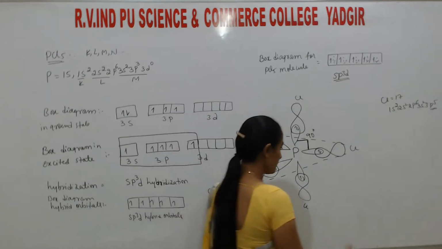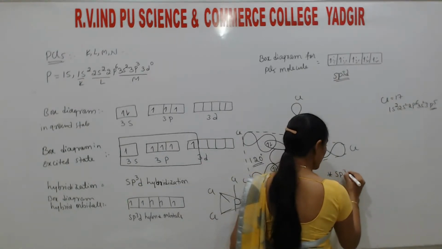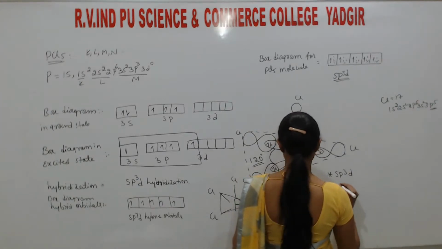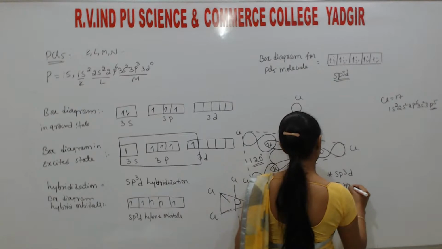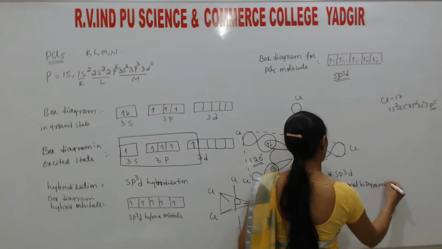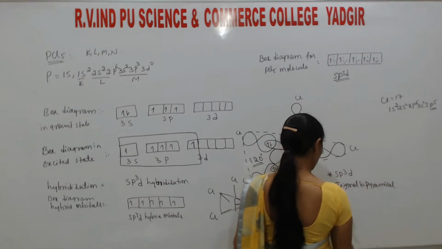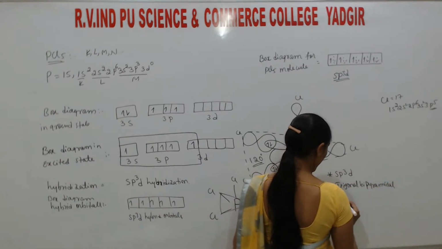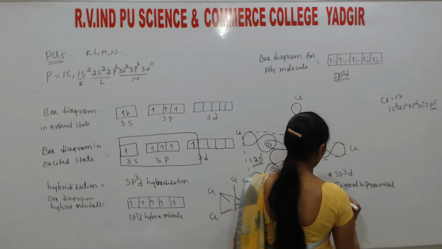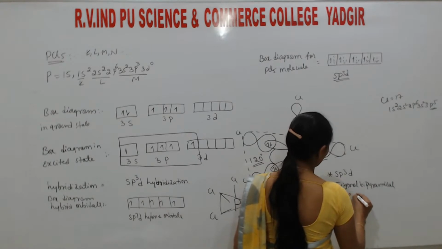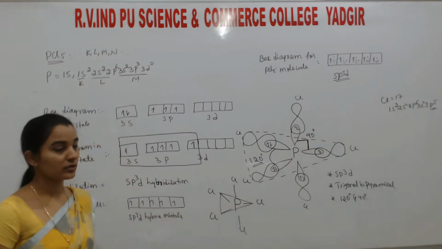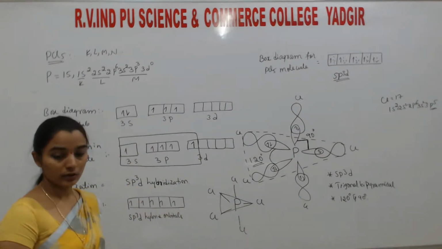Okay. Now the points. Hybridization is sp3d. The structure is trigonal bipyramidal, and the bond angles are 120 degrees and 90 degrees. So this is the structure of phosphorus pentachloride.